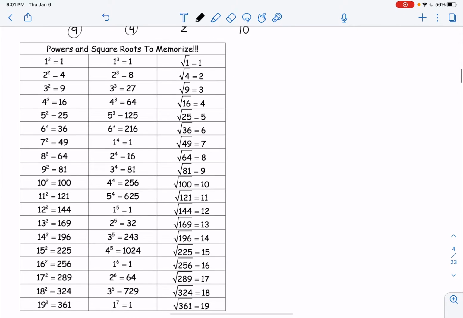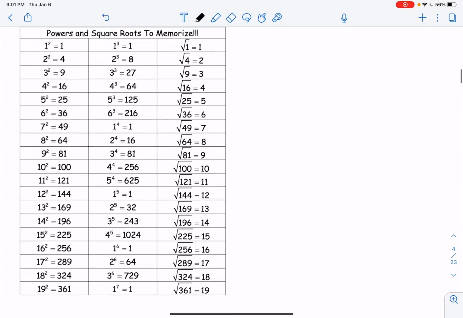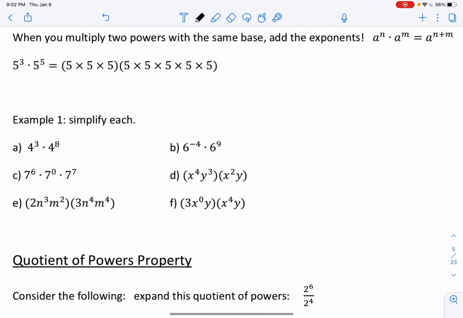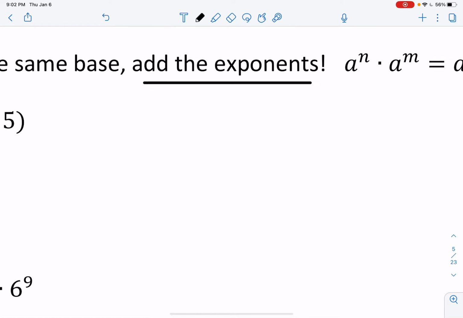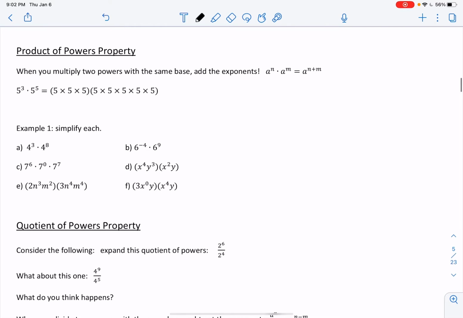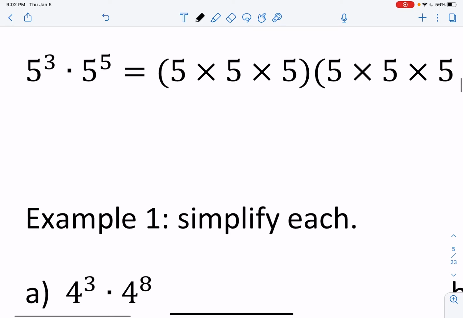And then here's a big chart for you guys to reference when we're talking about simplifying radicals. But specifically for just the 6.1 section for the homework, this is what you need to know. When you multiply two powers with the same base, you add the exponents. So a to the n times a to the m just means I take n plus m, and that becomes my new exponent.